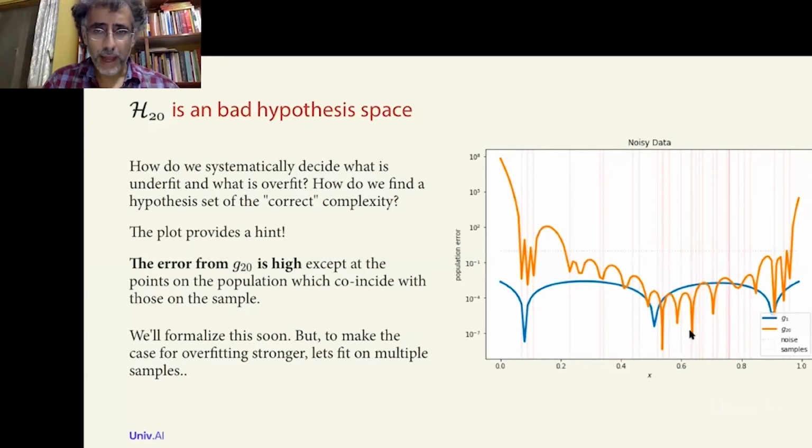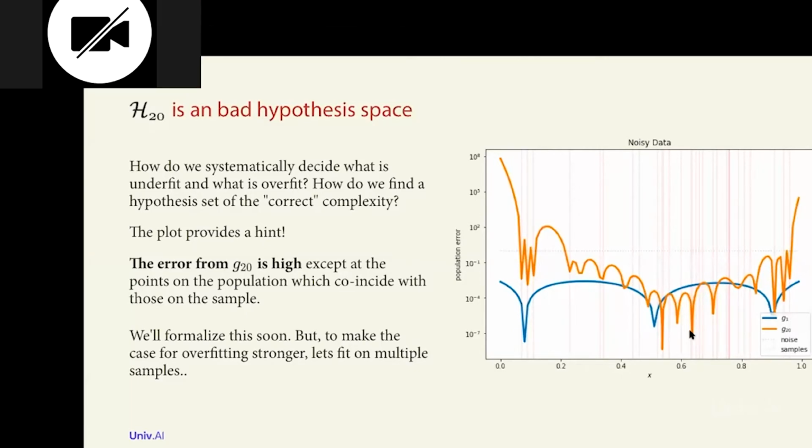Exactly. And that in this situation may be a good thing because you see that G20 seems to be too complex. It's doing these undulations. It's going up and down. It's going all over the place. Yeah? Did that point become clear? Yeah. Okay.